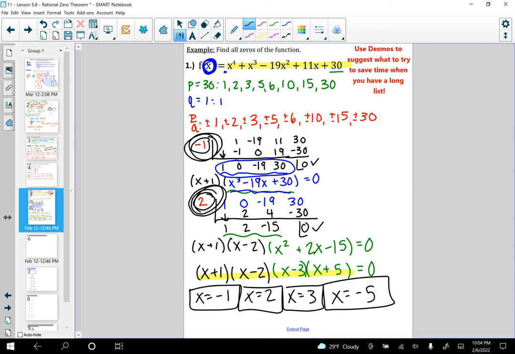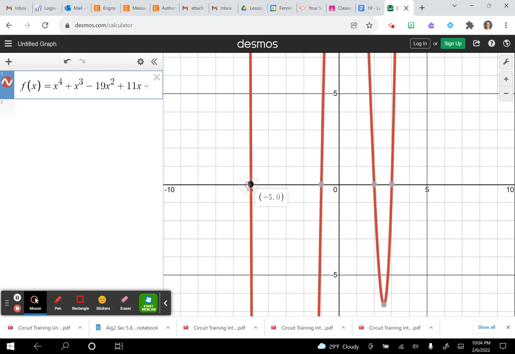Now let's go back to our graph and see, were those the zeros? -5, -1, 2, and 3. We did it. Good job, guys.